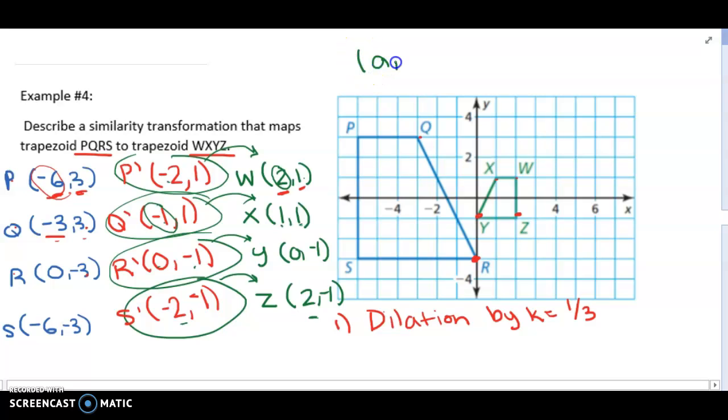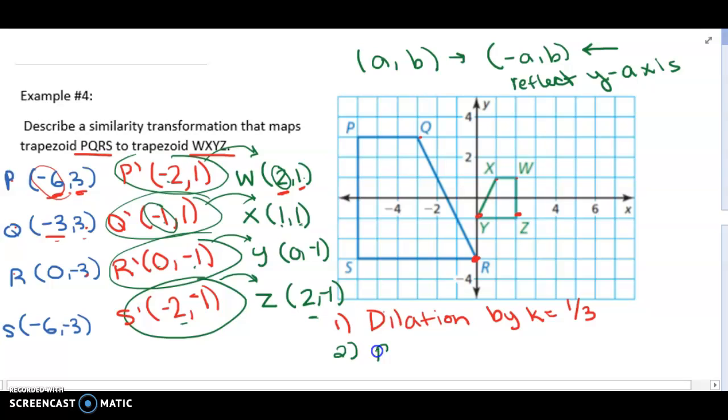So the rule I get is A, B goes to negative A, B. If you go to that rule sheet and look, what tells us to do this? As we can see on our rule sheet, this is just a reflection over the y-axis. So first I'm going to dilate by a scale factor of 1/3. Second, I'm going to reflect over the y-axis, and that is it.